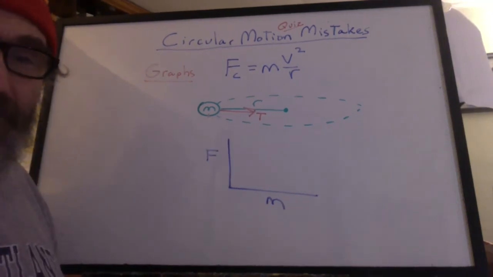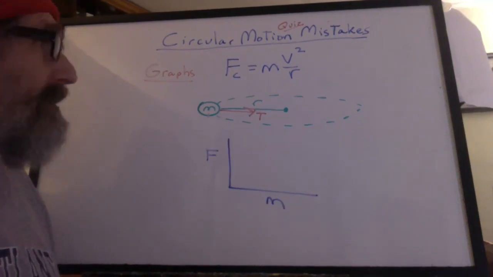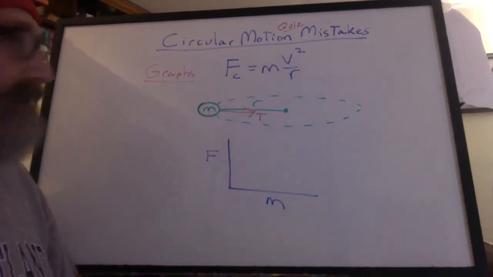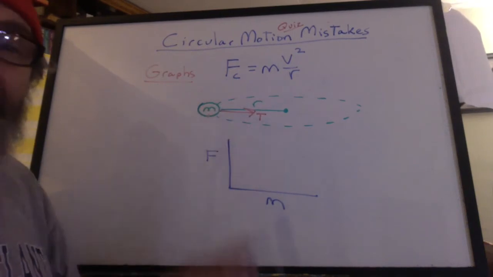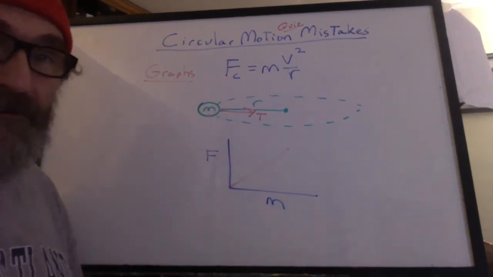What about the force versus the mass of the object? If V and R are held constant, then that's just a 1. That gets bigger, that gets bigger. In other words, we need more force to make the turn. Just a straight line.